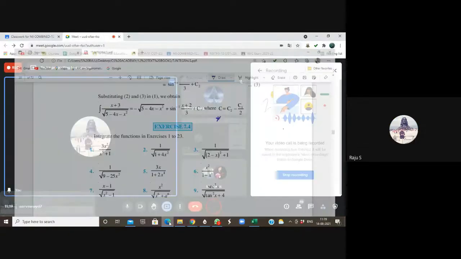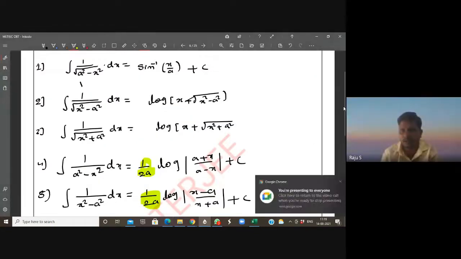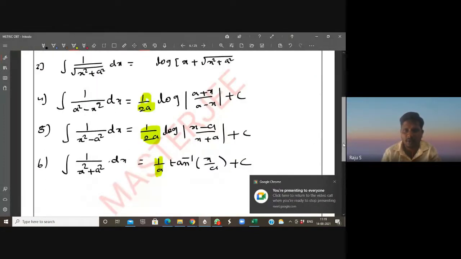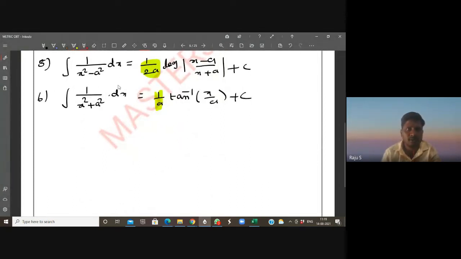Right. Now, see, and also here, another 3 methods, sir, we are going to discuss. Different methods are there. For example, given integral in the form of: first one is integral dx by a quadratic expression, ax square plus bx plus c.